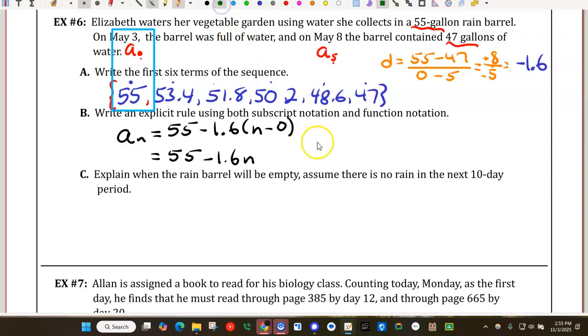And this makes the function notation quite nice, right? I mean, really the only thing different is you often see the leading number first here with a different second when you're doing the subscript notation. With function notation, it's the opposite way around. So we'd write, commute this over, negative 1.6n plus 55.